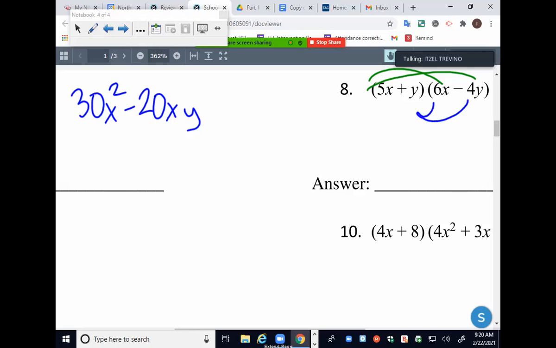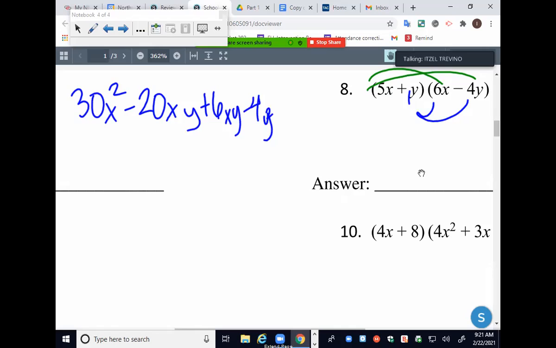y times 6x. So if we don't have a number in front of it, it's just 1. 1 times 6 is 6. I want to put plus 6. y times x. I'll put it in order, xy. And then y times -4y. 1 times -4, -4. y times y, so one y and another y. Squared, yes. We're always adding our exponents when multiplying.